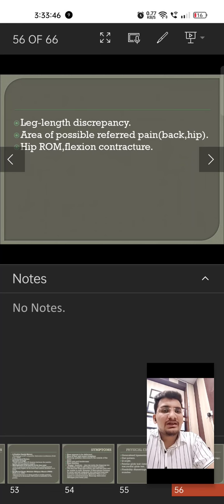Okay. So you can also check leg length discrepancies. In this patient, the patient must show leg length discrepancy in some cases. So area of possible referred pain was back and the hip. So this, as you can see, the area referred pain, here we can discuss referred pain means if a patient with knee dislocation complaining of pain in the back or hip, then it may be due to the patella dislocation.